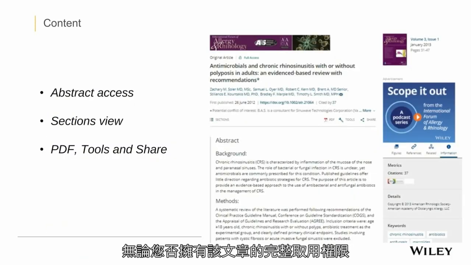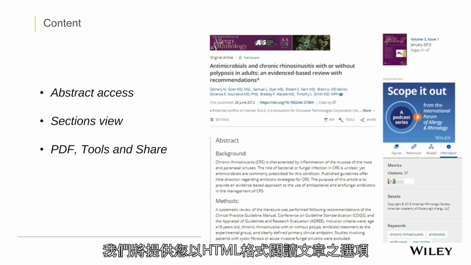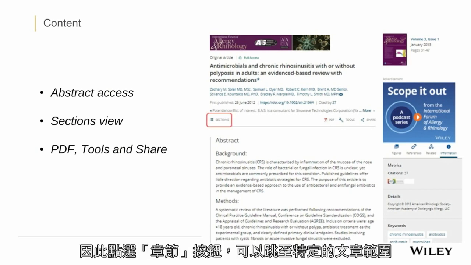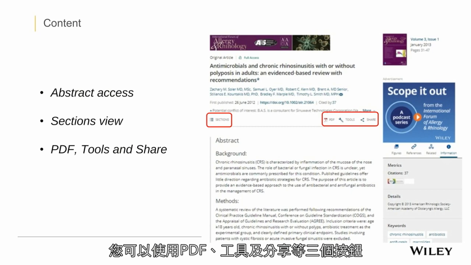Whether you have full access to the article or not, you will always have full access to the abstract. You'll then be given the option to read the article in HTML. Most articles in HTML will be segmented, so by clicking the Sections button, you can jump to a particular area of the article. If we look back above the abstract, you have 3 buttons that you can interact with: PDF, Tools, and Sharing.